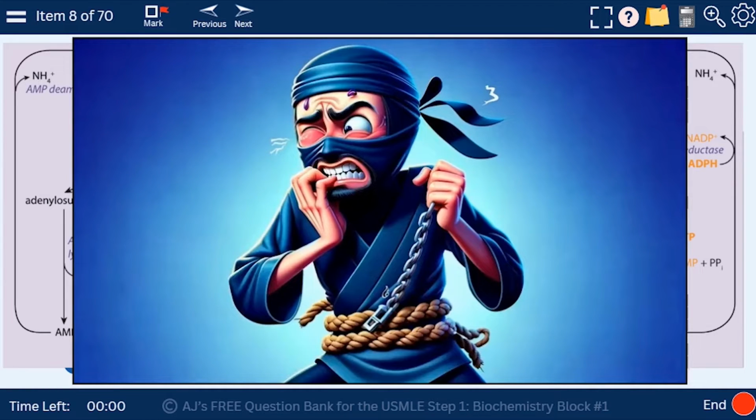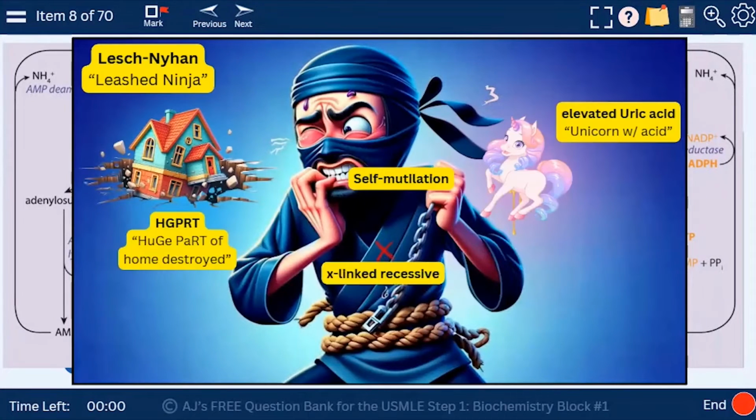And again, for another fun mnemonic, here we have the leashed ninja for Lesch-Nyhan, who's really upset. So he's biting his fingers for self-mutilation because a huge part of his home is destroyed for HGPRT, and we see the elevated unicorn with acid for elevated uric acid. And of course, this is X-linked recessive. That's why we see the small X on his ninja suit.